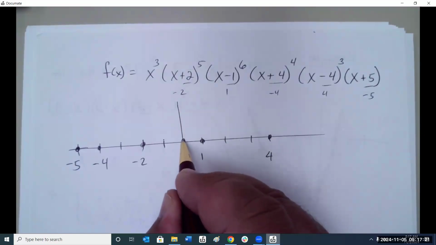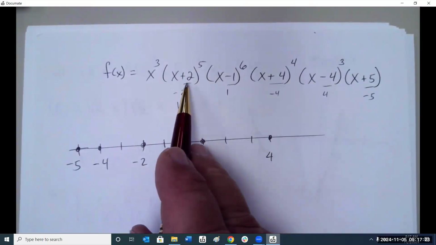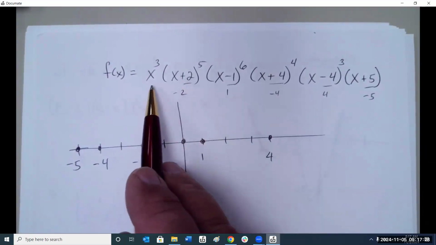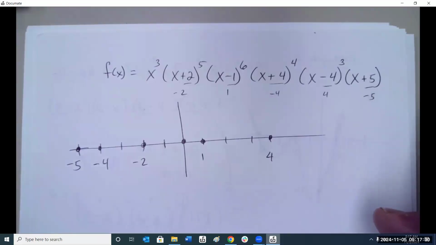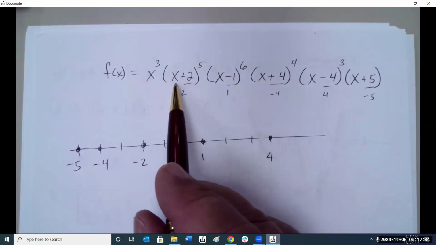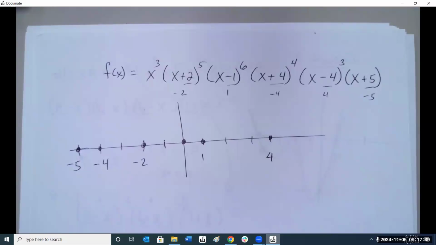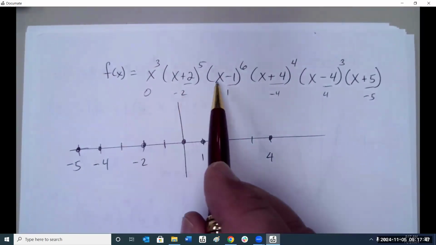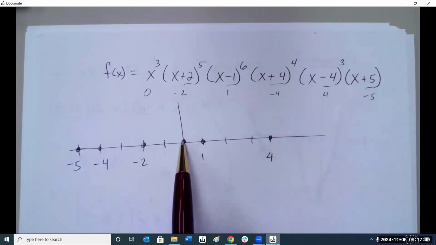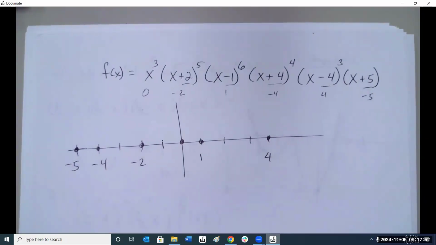Yeah, 0. Because how did you get -2 for this one? x plus 2 equals 0. In other words, once you factor it, set all of the factors equal to 0. x equals 0, x plus 2 equals 0, x minus 1 equals 0, and then you solve them. That's where you get these x-intercepts from. So this one's at 0. So we should have 1, 2, 3, 4, 5, 6 solutions.